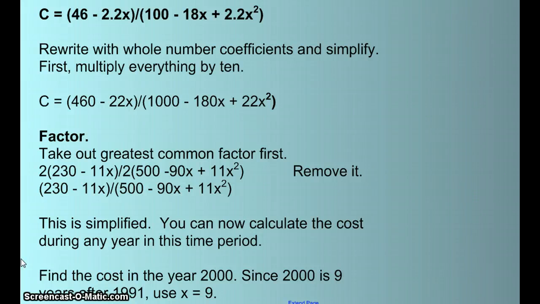So if you want to find the cost in the year 2000, for example, 2000 is 9 years since the beginning of the period, 9 years since 1991. So you're going to use x equals 9. You should try that and confirm that you can calculate the answer. You should be able to take any time period and plug it into this simplified form. Now, why do we want to do this instead of using the original equation? Because your calculations are much easier. That's what happens when you simplify a fraction. You don't have to do as difficult multiplication. That's really what it's all about, is to make the calculations simpler.